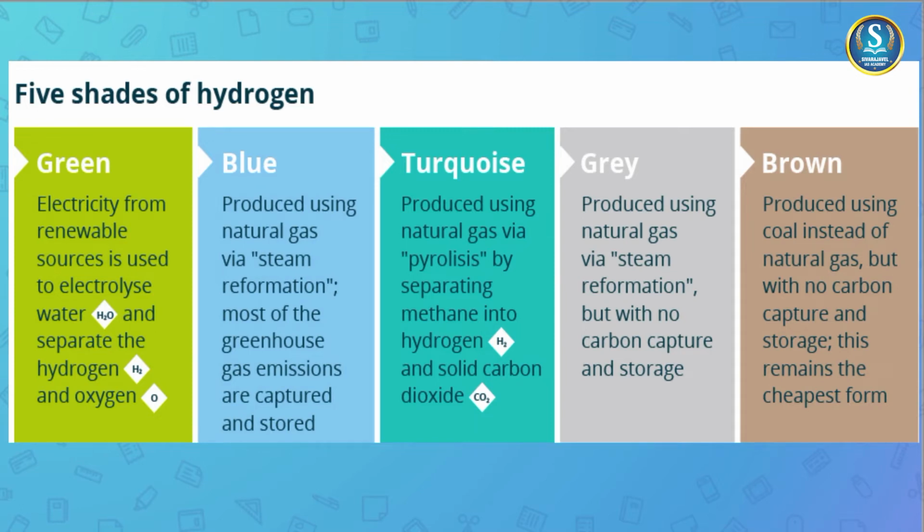The next one is brown hydrogen. Here hydrogen is produced using coal instead of natural gas. This is the worst one for the environment, of course, with no carbon capture and storage. This remains the cheapest form. So you don't need natural gas, simply use coal, and that too you don't go for carbon sequestration. You don't capture carbon, you don't store carbon, you just let it into the air. So that is called brown hydrogen.